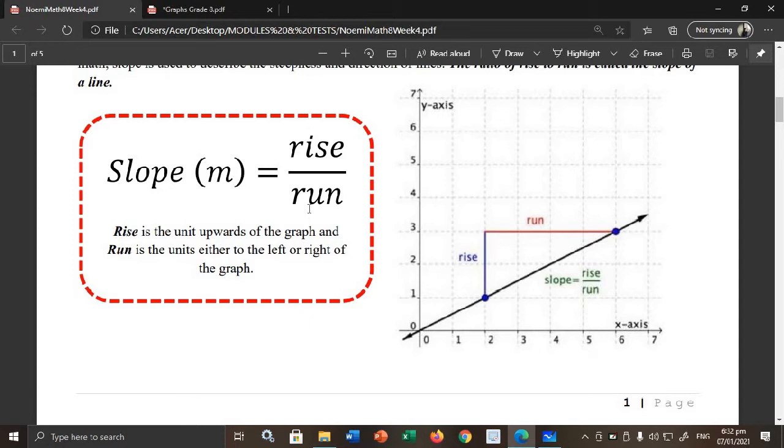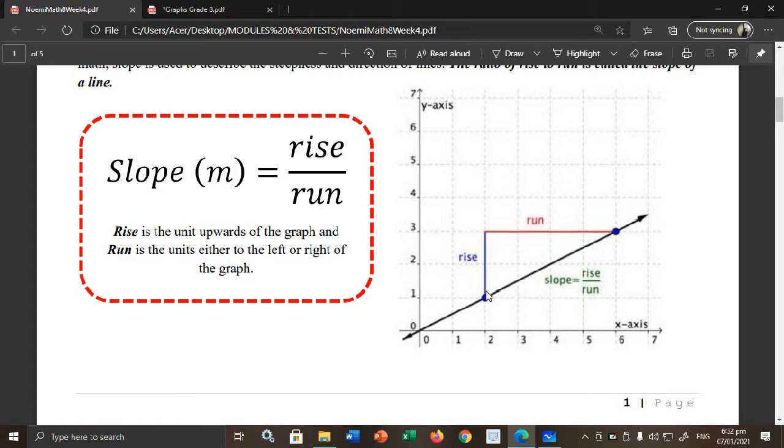Rise is the units upwards of the graph, and run is the units either to the left or right of the graph. So let's take a look at this sample graph here. As you can see, it has 2 points that are connected by a line. For you to be able to find the value of your rise, you need to count the units upwards from the first point. In this case, we have 2 units upwards. And then the run, you're going to count either to the left or right.